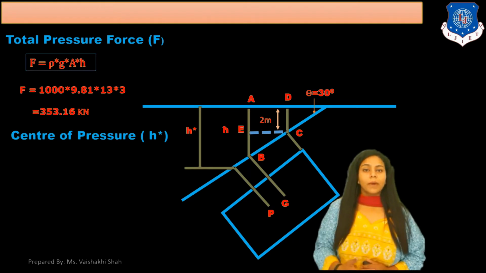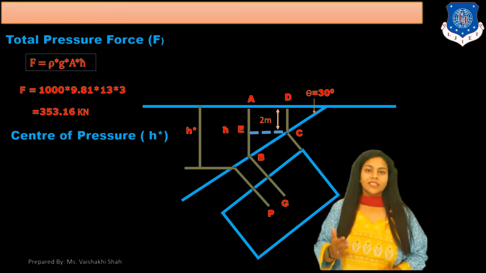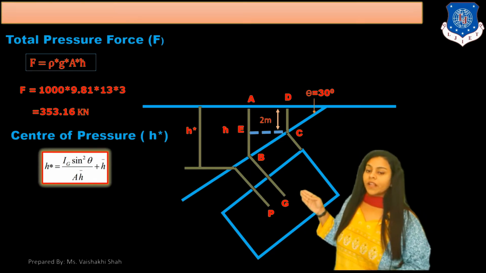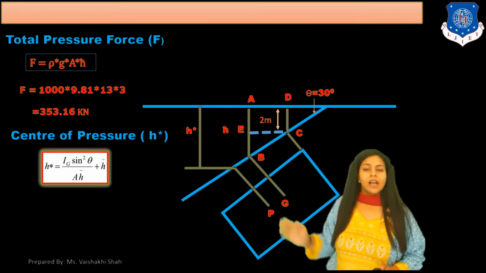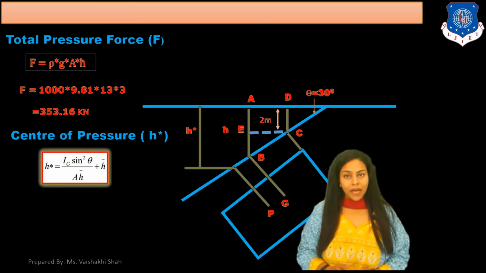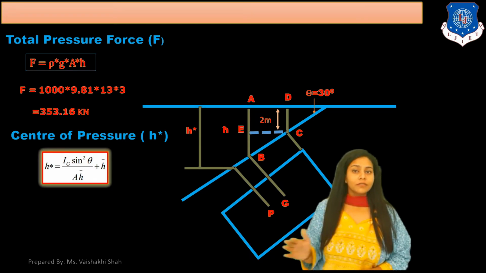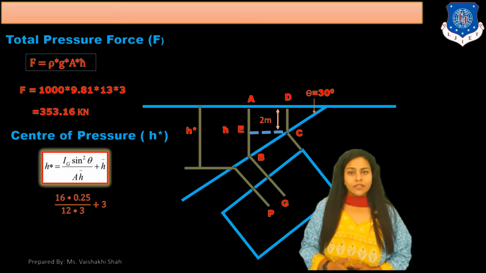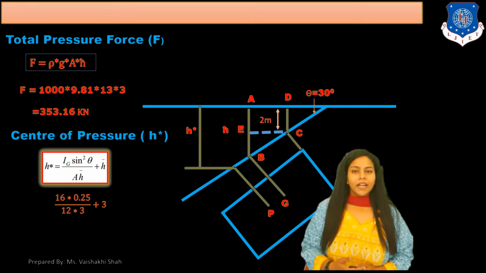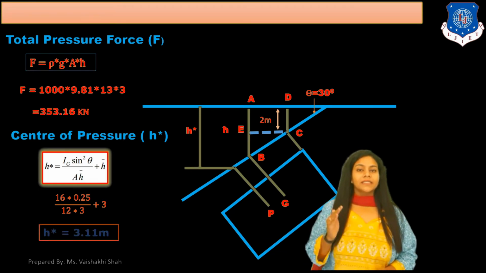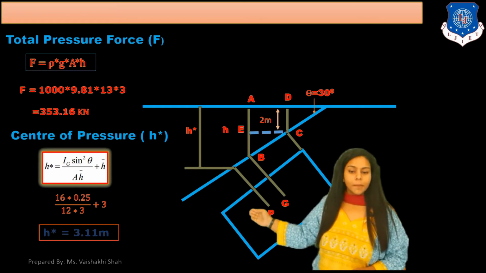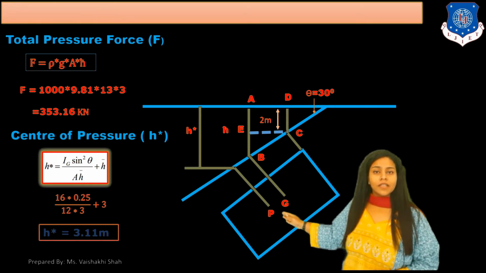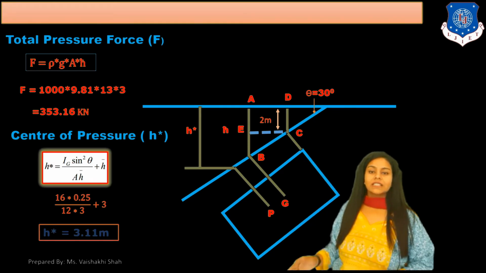Now the another part, that is the center of pressure, which is h star, and the equation to find h star for an inclined immersed body is Ig sin square theta upon A h bar, plus h bar. Now we know all the values here, where Ig is 16, sin square theta is 0.25, divided by 12 into 3, plus 3, that is 3.11 meter. So the final answer for h star, the distance of the center of pressure from the free surface, is 3.11 meter.